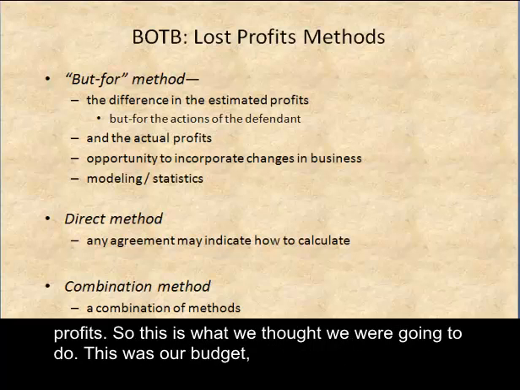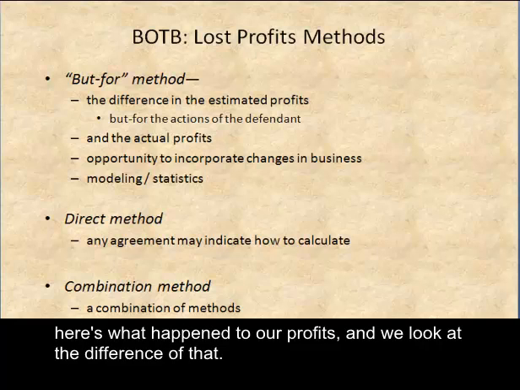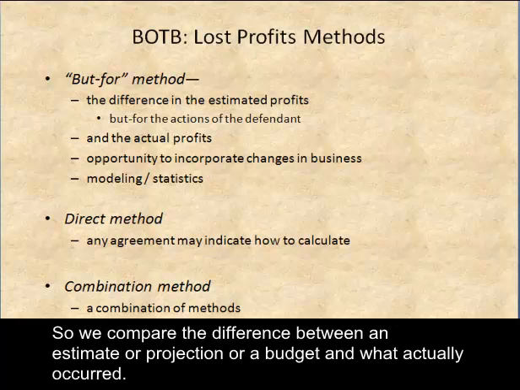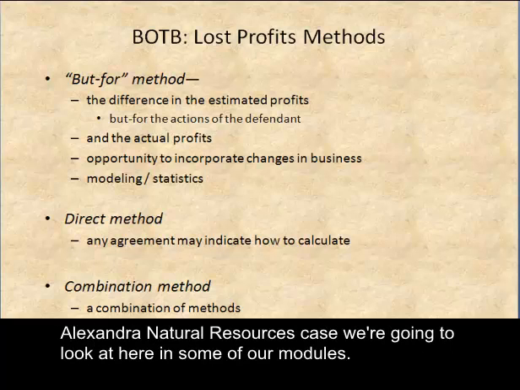Then there's also the but-for approach, and basically you take the difference in estimated profit. So this is what we thought we were going to do. This was our budget. But for the interference of this individual, the defendant, here's what happened to our profits, and we look at the difference of that. So we compare the difference between an estimate or a projection or a budget and what actually occurred. We're actually going to use a variation of the but-for method in the Alexandria Natural Resources case we're going to look at in some of our modules.